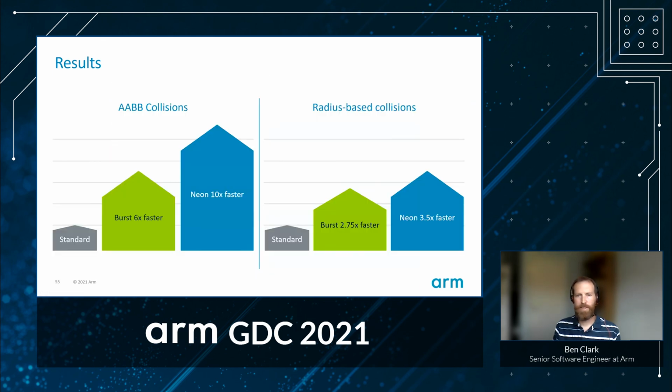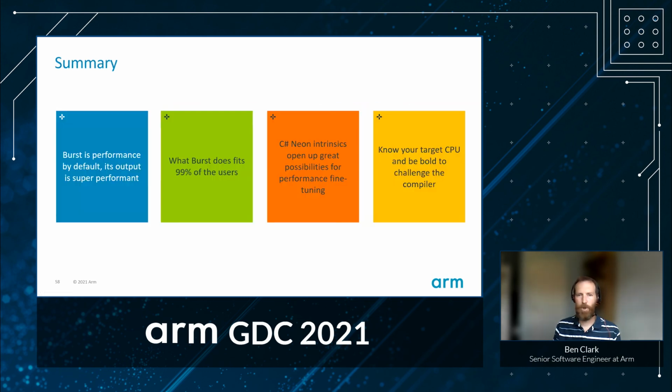So, these are some big gains. Burst gives us a big speed up without the effort of handcrafting Neon and the harder to read code, but if it's important and you need that extra bit of performance on Android, you can squeeze out some more with the Neon intrinsics. So, to summarize, Burst is performance by default, easy to turn on for sections of your code, and it gives a big speed up with a lot of auto-vectorization.